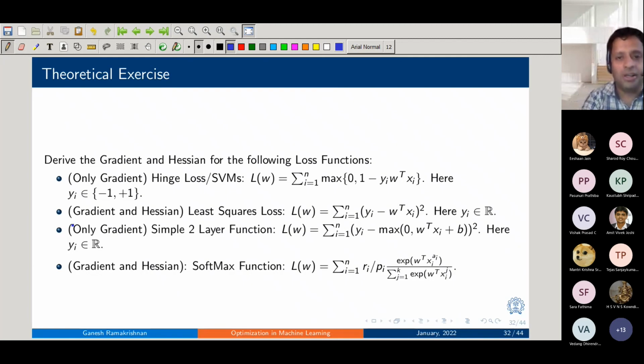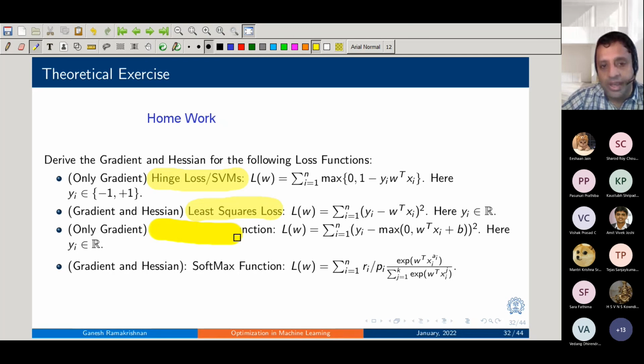Okay, and then thereafter, I'm going to leave you with this homework as well. Please try and now not only derive for the logistic loss, but I've given a bunch of combinations here. For example, we looked at hinge loss SVMs. Here is a least squares loss. Two layer functions, right? You have a hinge loss followed by this difference from yi squared, and finally the softmax function. So try and derive the gradient and Hessian for these loss functions as well.